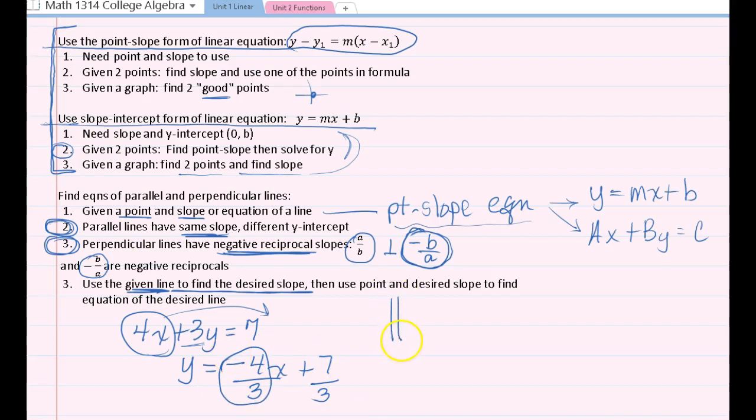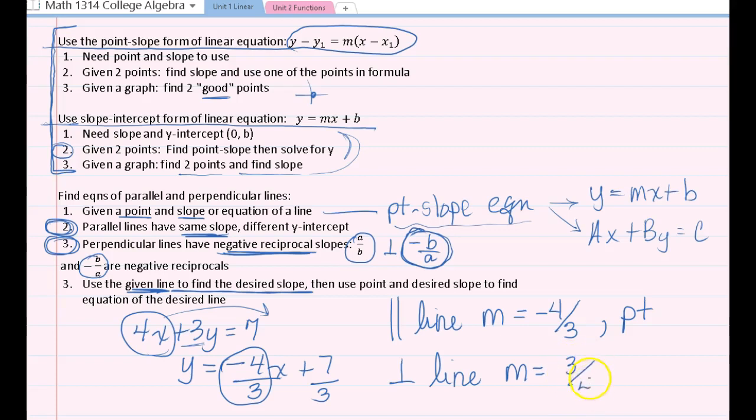If you want a parallel line, make sure you use the slope of negative 4 over 3 and whichever point they give you. If you want a perpendicular line, then you're going to use the slope of positive 3 over 4 and whatever point that they give you. And that concludes this video.